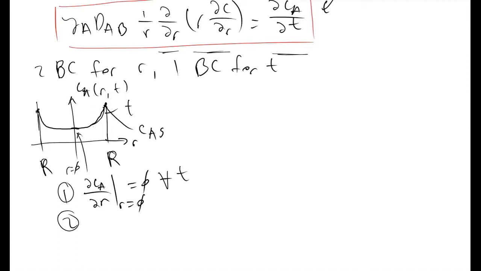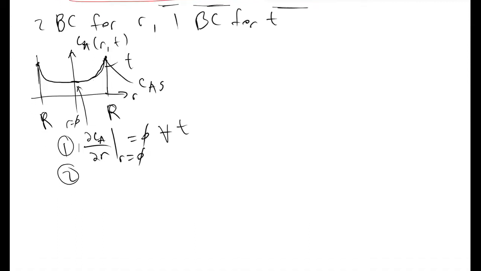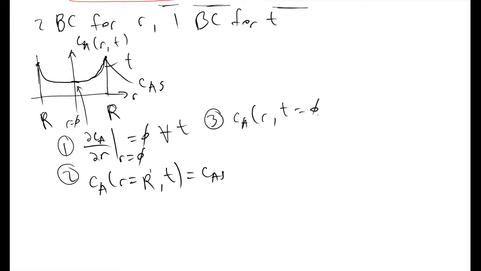And then the second boundary condition that we will use in this example tells us that CA evaluated at R equals big R, and at any time t, must be equal to CAS. And then the third boundary condition, for time, tells us that CA evaluated at any R but at time t equals 0 was equal to some initial concentration CA naught. We can let CA naught equal 0, but to keep things generic, we usually leave it as CA naught.